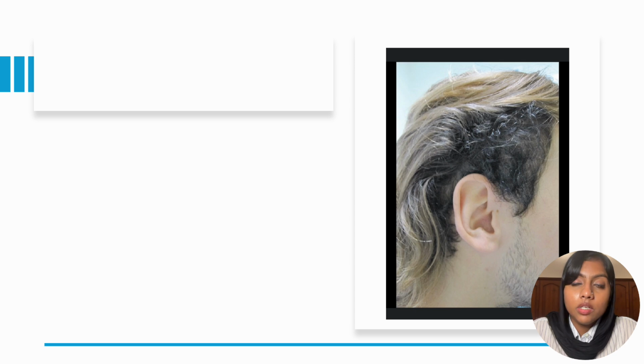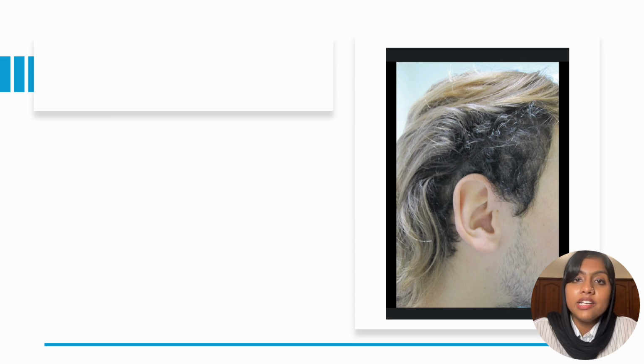So let's have a look at the clinical image. You can see that the patient has normal hair on the top, and on the sides you can see it's a bit frizzy, a bit curly hair. So this is nothing but acquired kinking of the hair. This generally occurs in young men, generally in the vertex and the frontotemporal region.